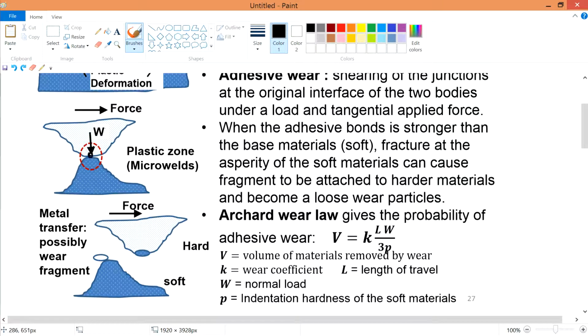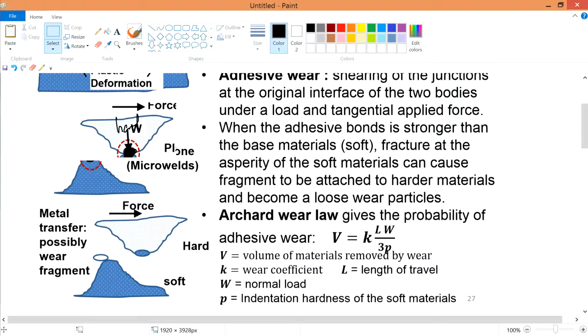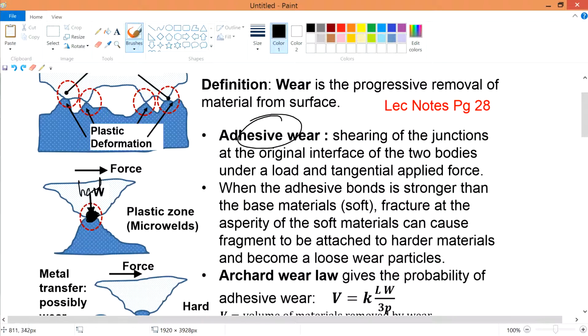So this part is the hard material, this part is the soft material. When they contact at this particular point and a force is applied, the hard material over here will pull off the softer material together with it. In other words, the softer material adheres to the hard material. This is why we call it adhesive wear, because the softer material adheres or sticks to the hard material.